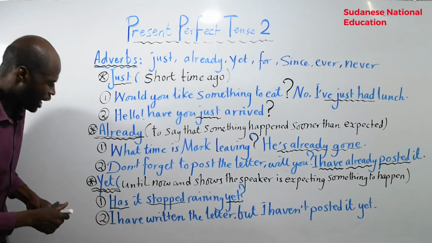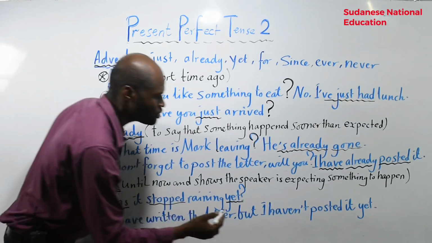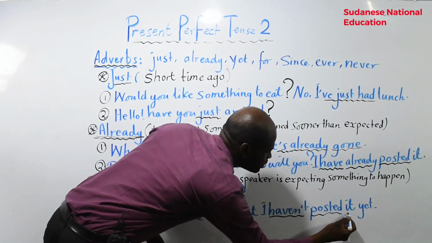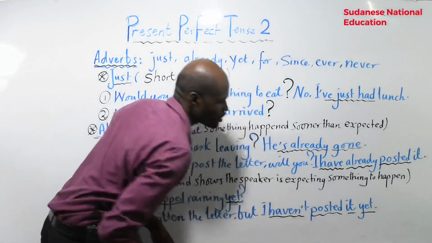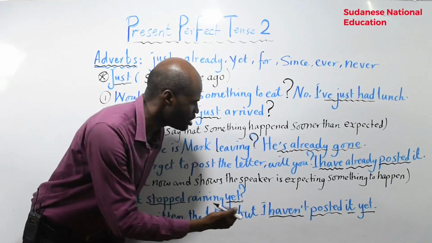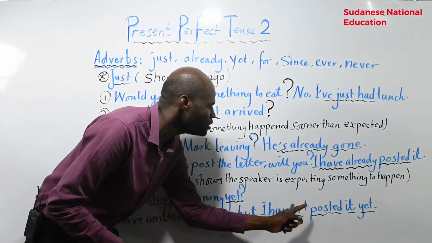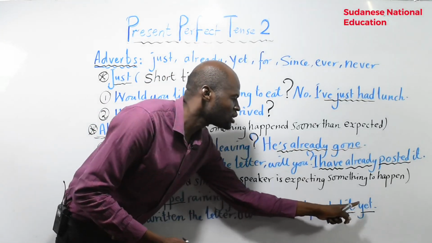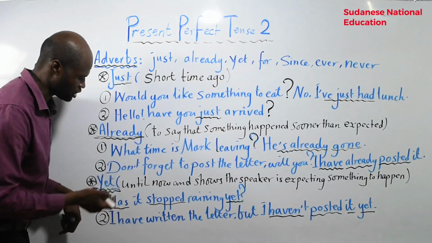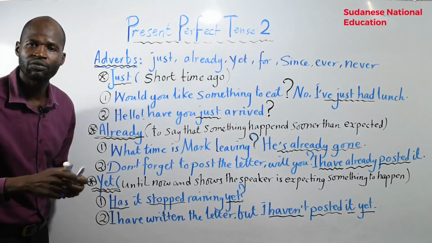Number two, I have written the letter, but I haven't posted it yet. Another type of sentence that we use yet with is negative sentences. I haven't posted it yet. And this is the place, at the end of the sentence. So we use yet with questions and we use it with negatives.